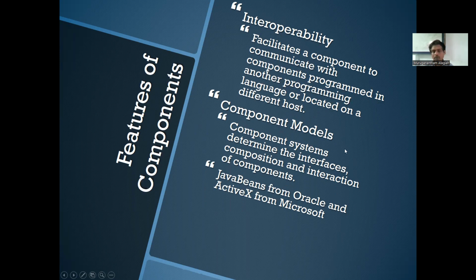Component systems determine the interfaces, composition, and interactions of components. And here, JavaBeans from Oracle and ActiveX from Microsoft. So different models have been created, which may be inbuilt models or customized models. These inbuilt and customized models are used from JavaBeans and its latest edition, Enterprise JavaBeans, and these two are from Oracle. In a similar way, COM and DCOM as well as ActiveX are from Microsoft.